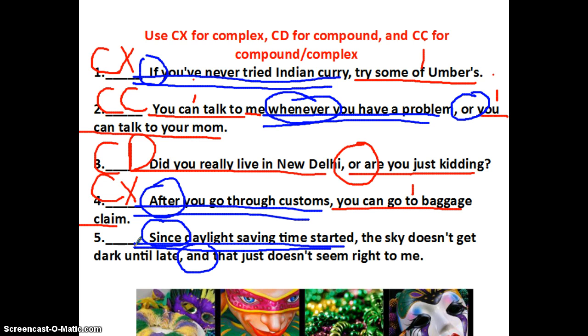And then let me see what else I've got. "The sky doesn't get dark until late." Could that stand alone? Yes, so it's an independent clause. Now I've got a FANBOYS, so that generally tells me I'm going to have another independent clause. Let's check. "That just doesn't seem right to me." Can that stand alone? Yes, so that's another independent clause. So if I have two independent clauses and one dependent clause, what kind of sentence do I have? You got it. Compound-complex.